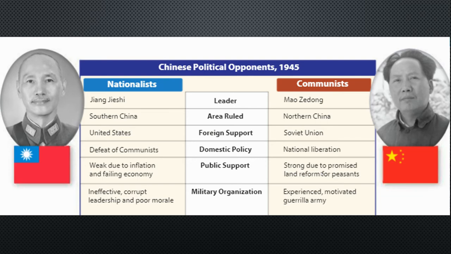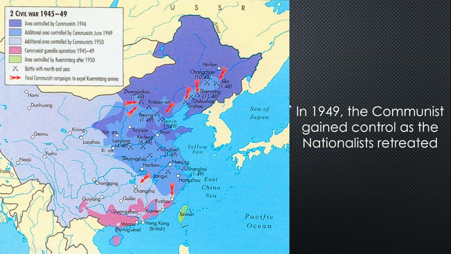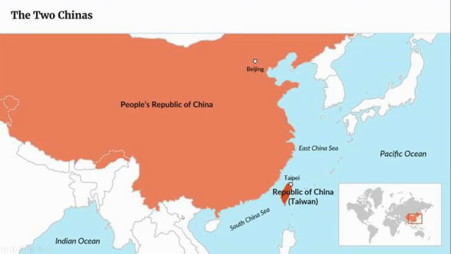Ultimately, the United States is going to send a lot of aid to the nationalists, but it's not going to be able to stop the advances of the communists. And in 1949, the communists are going to declare victory. They're going to gain control over these areas. We can kind of see the shades of blue that are moving in, and the nationalists are going to retreat to Taiwan. And so now we're in a place where there are two Chinas, the People's Republic of China and the Republic of China.